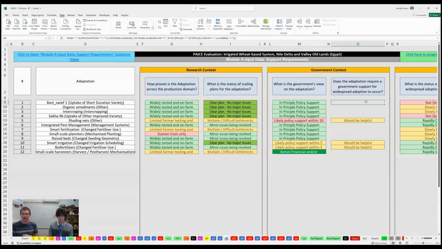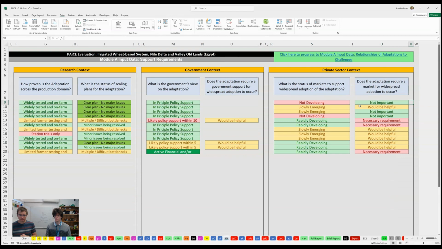Importantly, if you choose that government supports it already, it won't ask you how important that is. You can just leave it blank because it doesn't matter if it's important or not. The government is already doing it. If there is a box that does not want you to fill it out, just don't fill it out. If it's yellow with red text, it means you've got to put data in. If it's blank, it's blank for a reason.